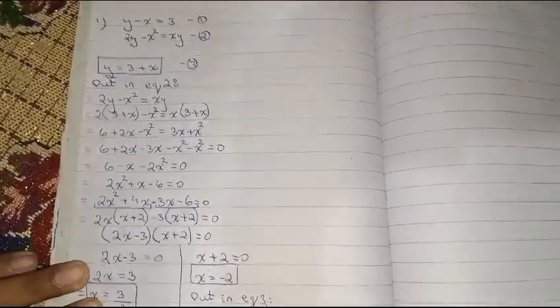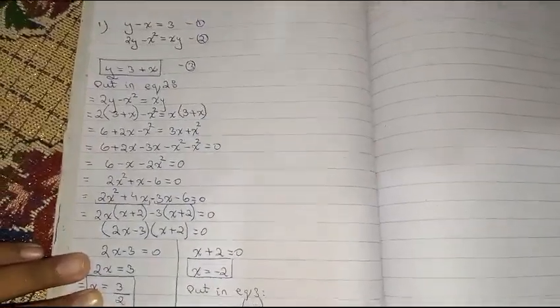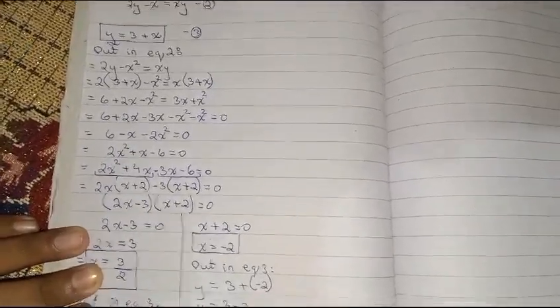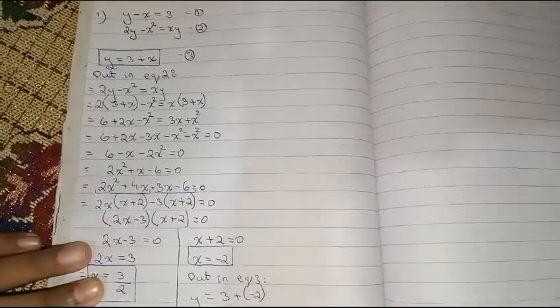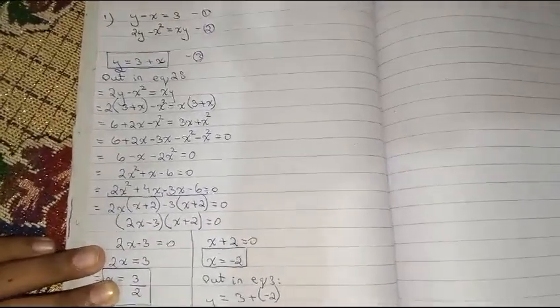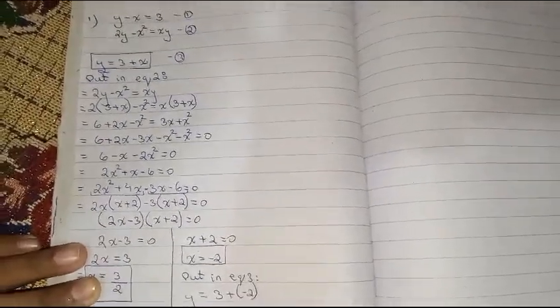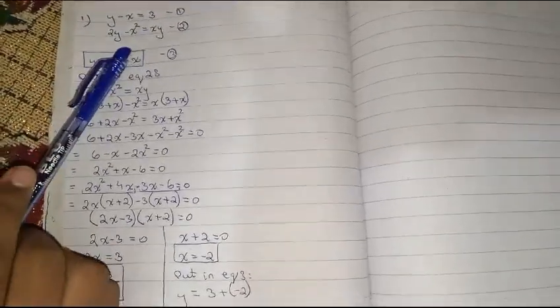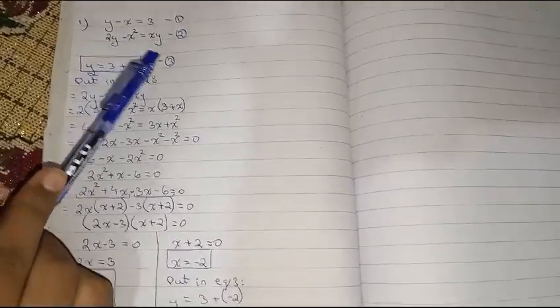You remember that in our previous classes we have done simultaneous linear equations, but with easy methods like the substitution method and the elimination method. Today we will do a more complex question related to simultaneous linear equations: y minus x equal to 3 and 2y minus x square equal to xy.